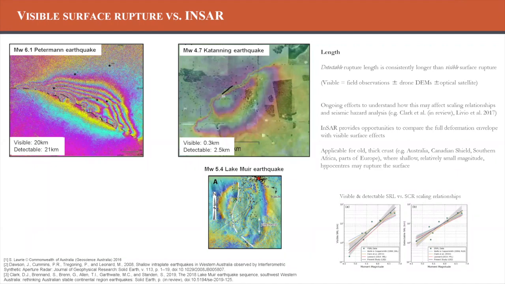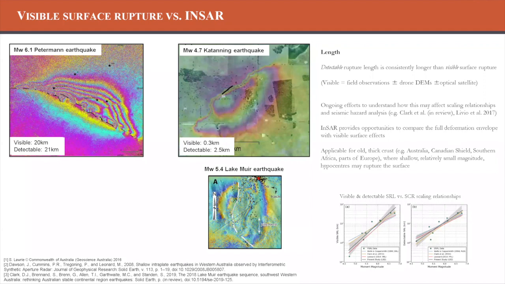It just can't get through that sand material. So in a more extreme case, the 4.7 Katanning earthquake, quite a small magnitude earthquake, the report suggests that there was about 300 meters of visible offset in this farmer's field. So he noticed that the ground had changed after the earthquake, but the InSAR defines about 2.5 kilometers of rupture length. If we were going by just the visible offset, we would severely underestimate what the length of this rupture was. But with the InSAR, we can see that it's actually much longer.